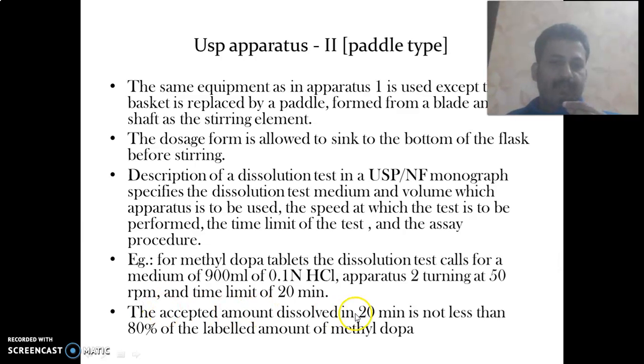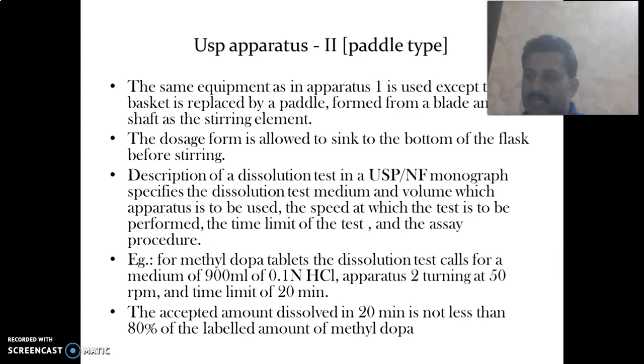Then the accepted amount dissolved in 20 minutes is not less than 80% of the labeled amount of methyldopa. So if it is a 100 mg methyldopa tablet, then within 20 minutes 80% of the drug should be released. Then it passes the test. That is called the acceptance criteria.